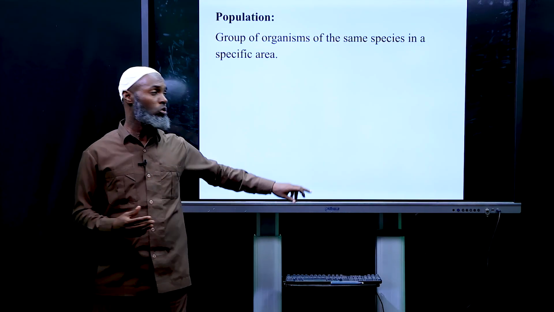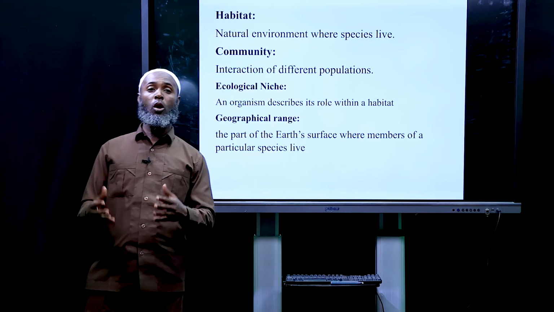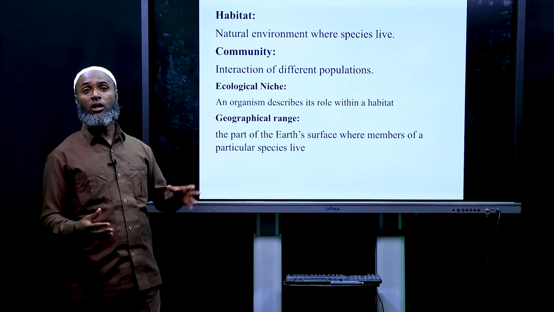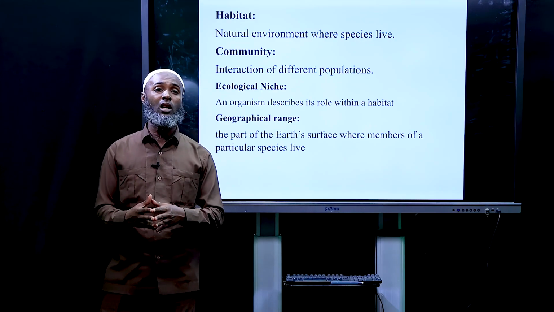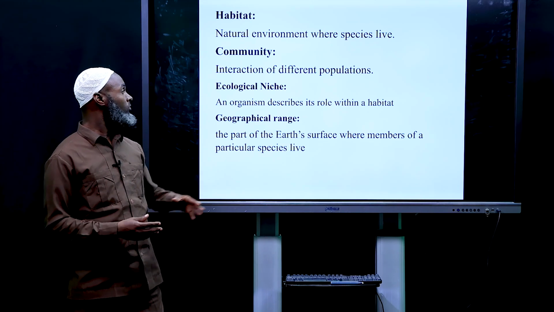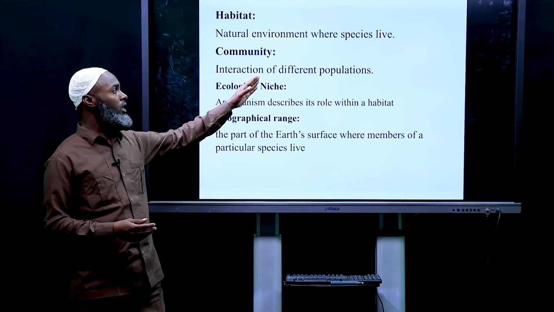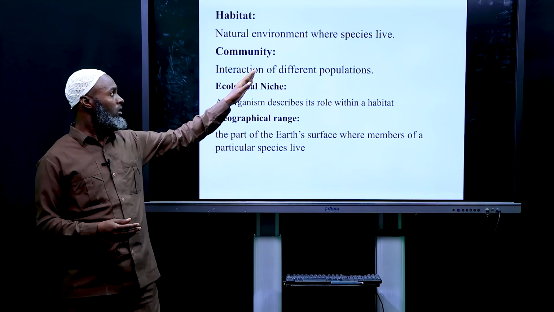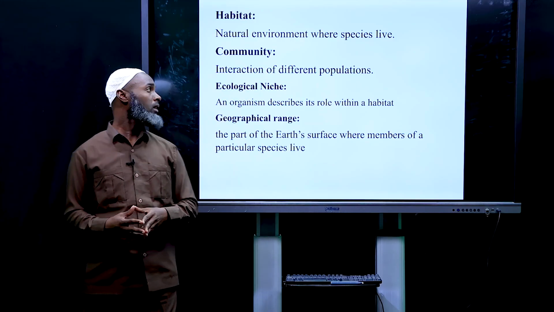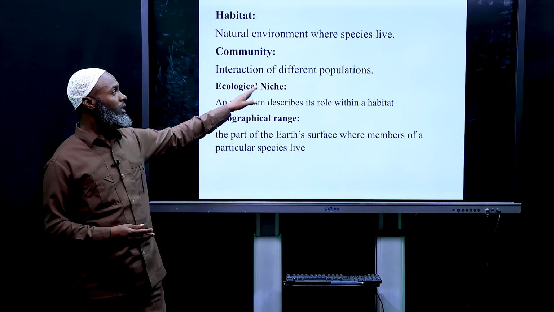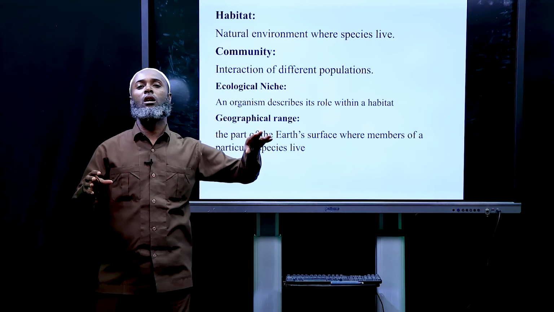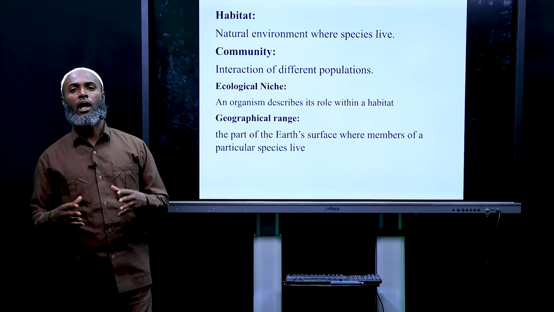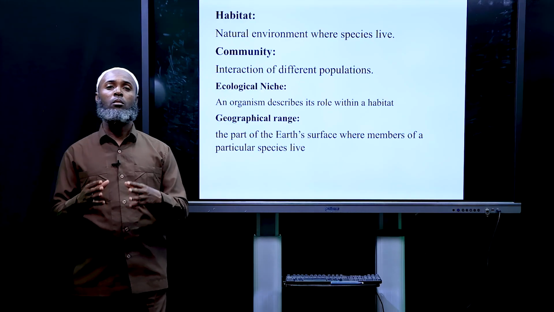Now we are going to see terms related to the topic so that you can understand the subtopic very easily. One of the terms that you need to understand is habitat. Habitat is a natural environment where species live. Community is the interaction of different populations. We have seen that populations are organisms of the same species living in a specific area, and different populations that interact make up a community.